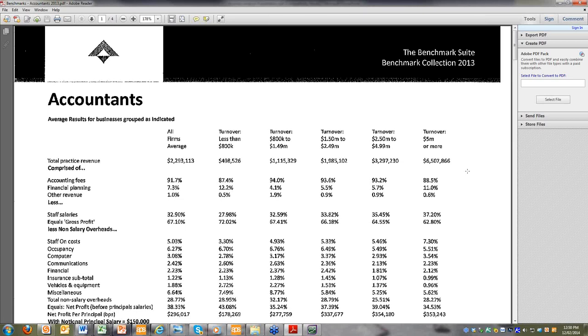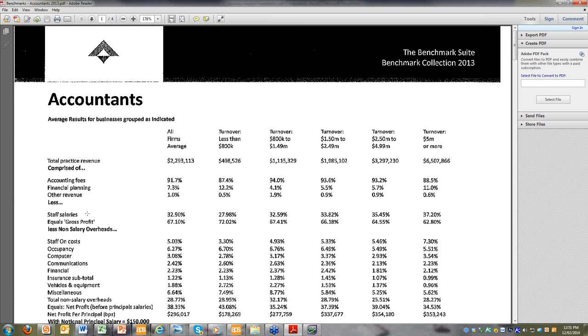You can see, for example, sorry, I can't highlight on this because it's a PDF, but if you see down just where the cursor is, staff salaries are in a reasonably varied range, somewhere hovering around either side of the old third, a third, a third rule for accountants.